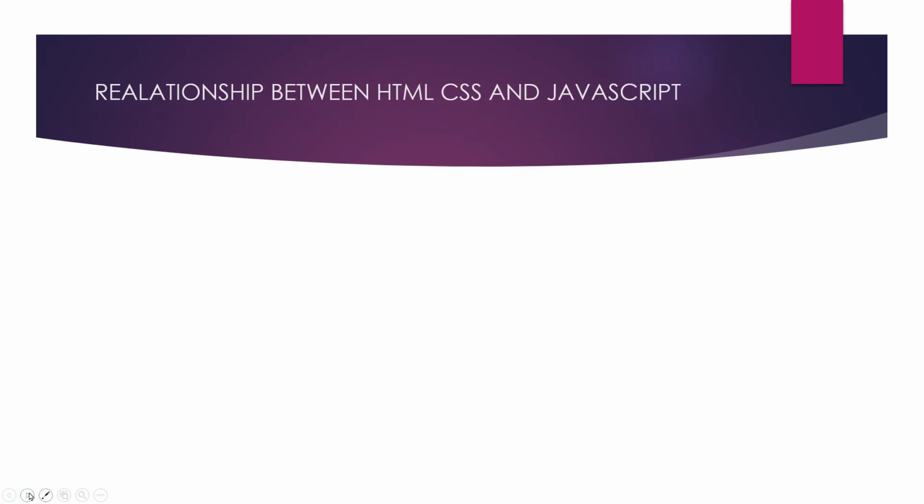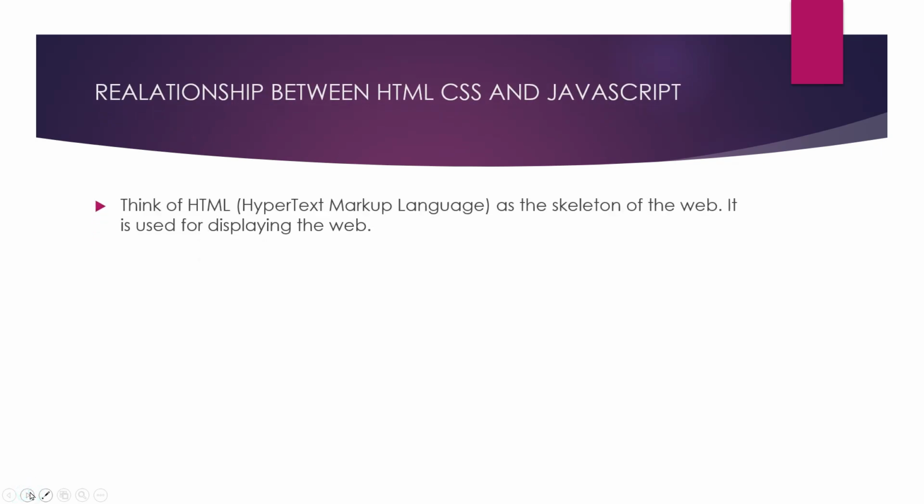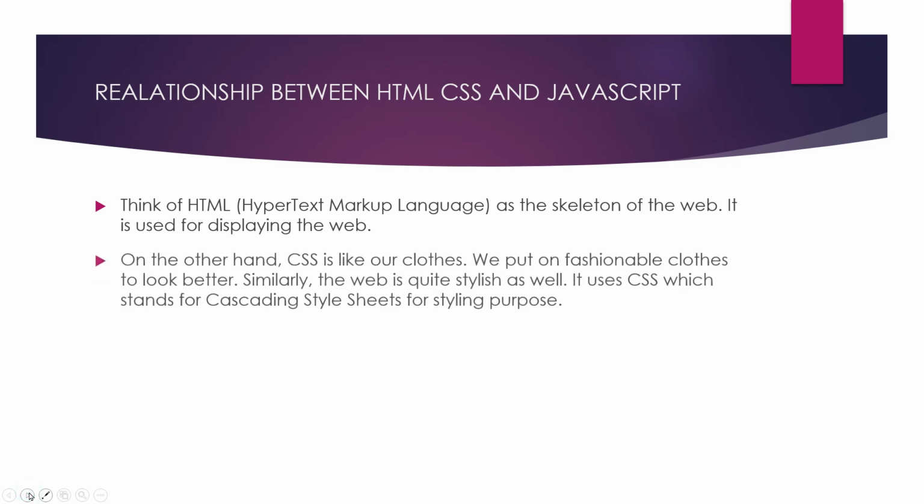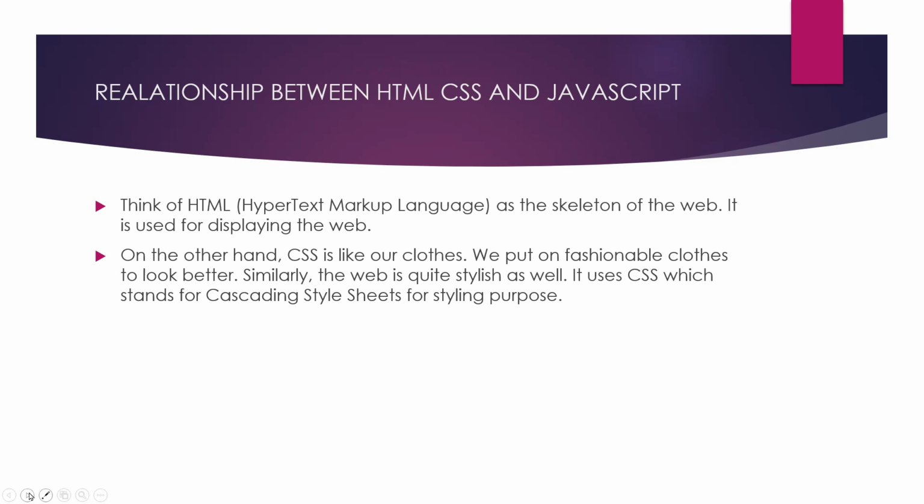So now we are going to talk about the next thing, that is the relation between HTML, CSS, and JavaScript. First, let's talk about HTML. HTML is HyperText Markup Language, and you can see it as the skeleton of the web. This means the structure of the web, how the website's backend structure is working. This is what HTML marks up, and then the CSS comes on top of it. CSS we can say is our look.